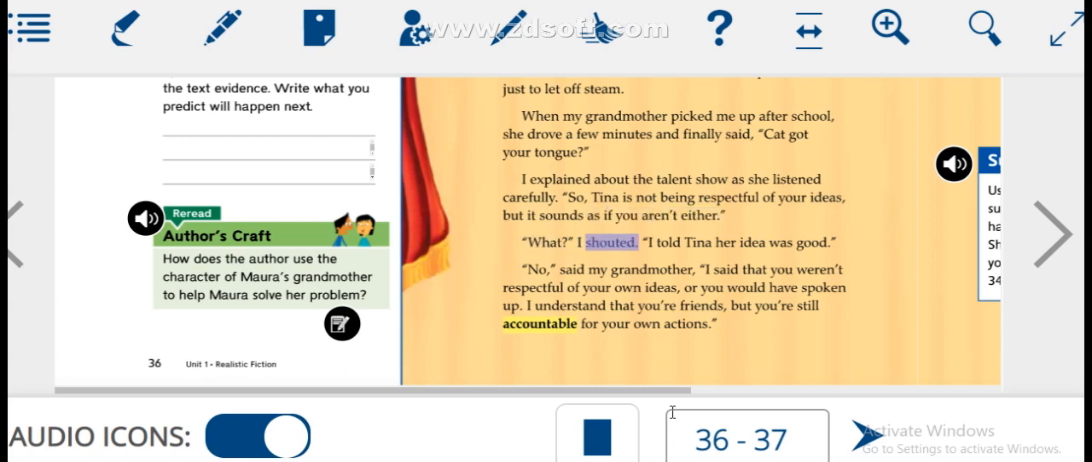What? I shouted. I told Tina her idea was good. No, said my grandmother. I said that you weren't respectful of your own ideas, or you would have spoken up. I understand that you're friends, but you're still accountable for your own actions.